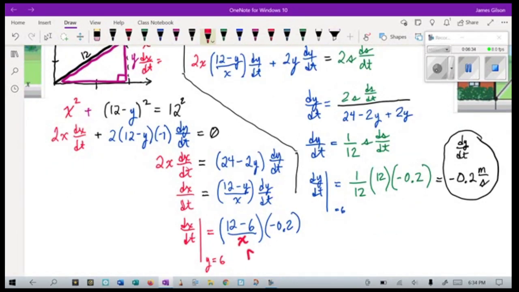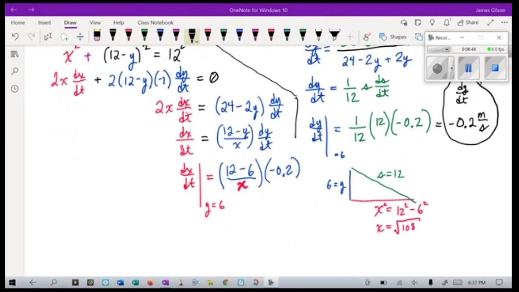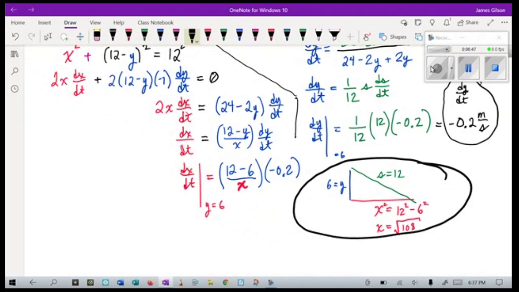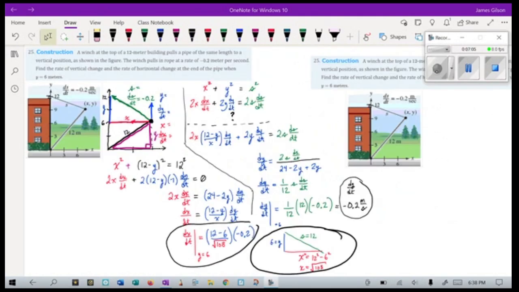And when we substitute, then we find, aha, we're going to need to compute the value of x. So it's time to go back to the original problem and make that happen. So if we go back to the original problem, we can compute x, and x is going to be the square root of 108. So we can make that substitution. And now we have a value for dx dt at that specific point in space and time.